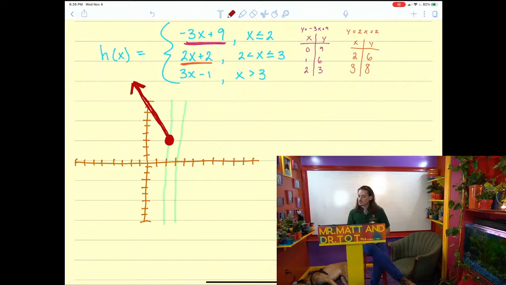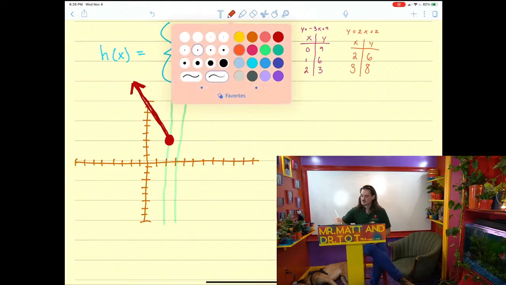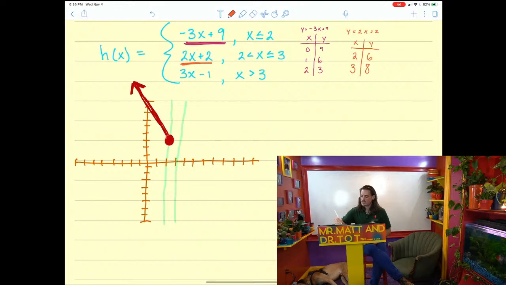In between 2 and 3, we're guided by 2x plus 2. I did that in orange, so when x is equal to 2, y would be equal to 6. So I'm going to have a hollow dot at 6, and we'll have a solid dot at 3 when x is equal to 3. y is equal to 8. So 8 is right here.